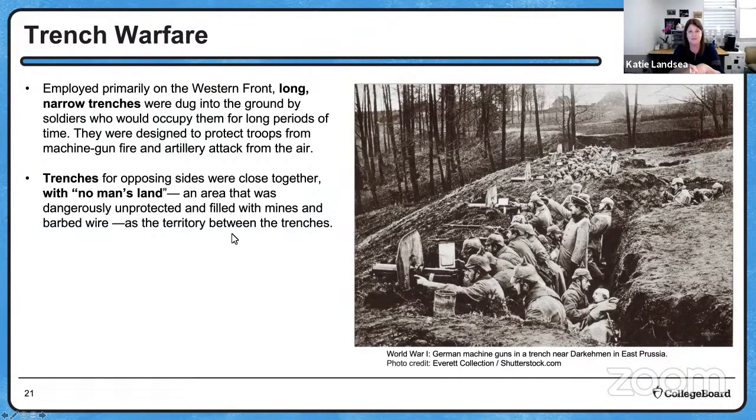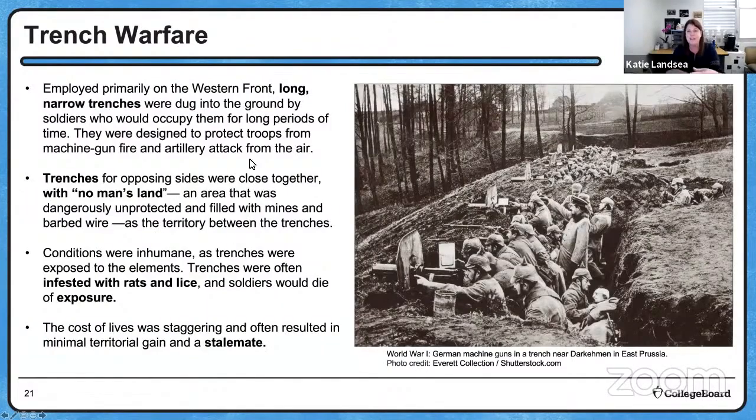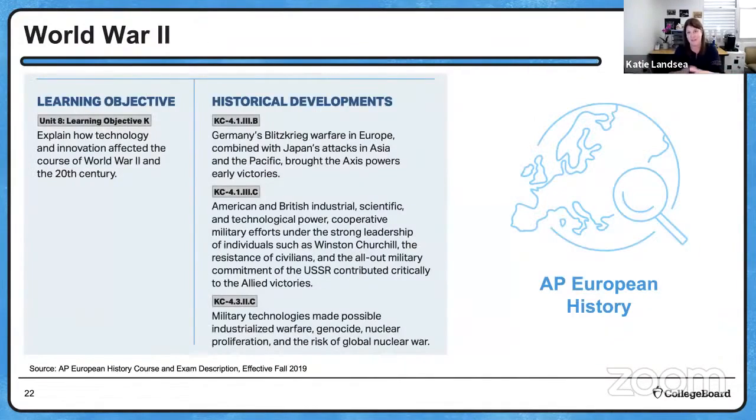And the trenches were very horrific. Conditions were inhumane. The trenches were exposed to the elements. People died from the exposure. They died from being infested with rats and lice. And the cost of lives was staggering. And they often resulted in that word you're seeing bolded at the end, a stalemate. So the trench warfare really prolonged this conflict. No side is able to make an advance.